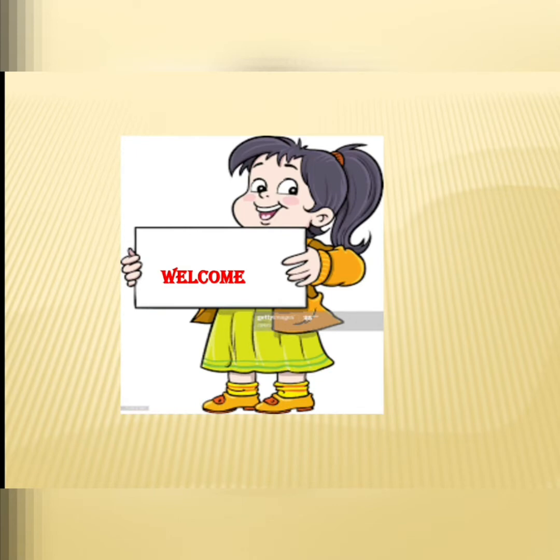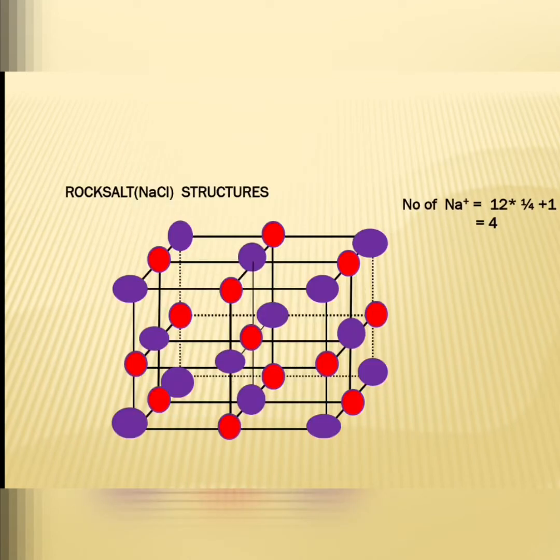Today I will show you the actual structure of our table salt, which is also known as rock salt. That is the crystal structure of NaCl. In the rock salt structure, or NaCl structure, one type of ion forms the FCC lattice, and in the FCC lattice the octahedral holes are filled by the other type of ion.